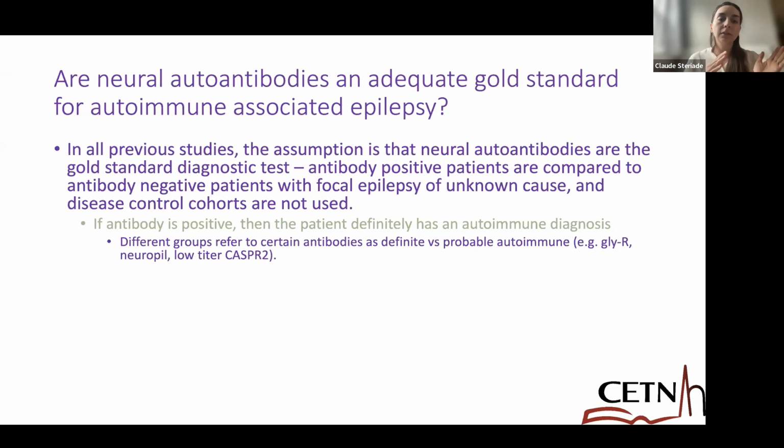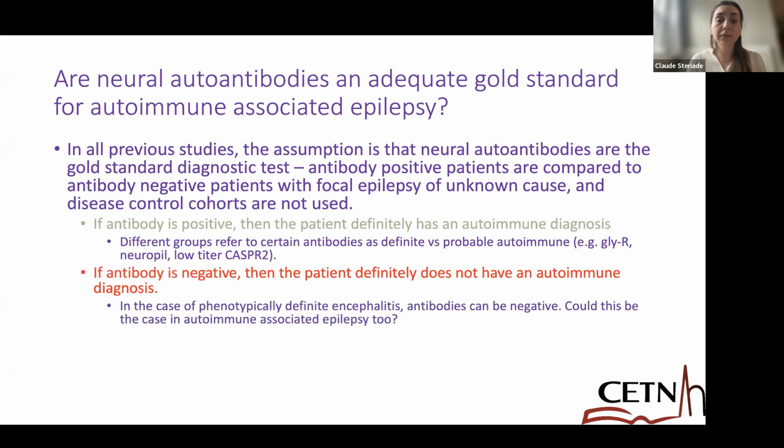If a patient is antibody positive, they have an autoimmune problem? Well, there's low titer Casper2 antibodies. There's glycine receptor antibodies where the assay can be problematic. Sometimes there's an uncharacterized antigen that gets reported. So when you send it to Mayo, what to make of that? It's not so clear cut that every single antibody that's reported back is going to be definitively clinically significant.